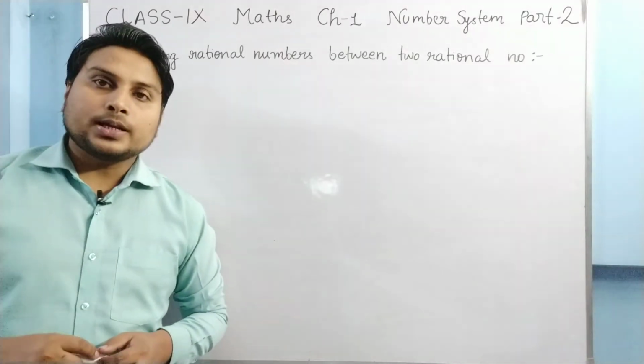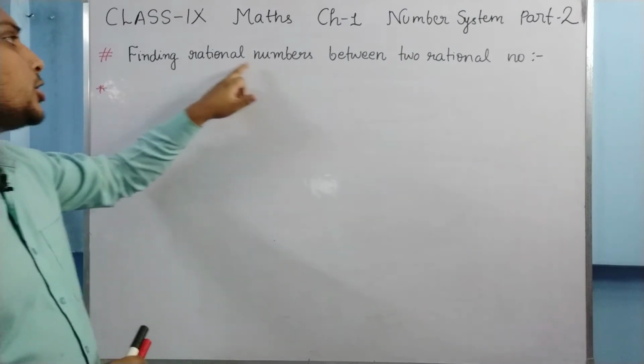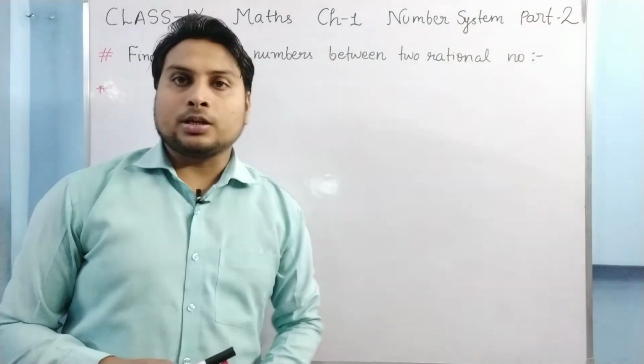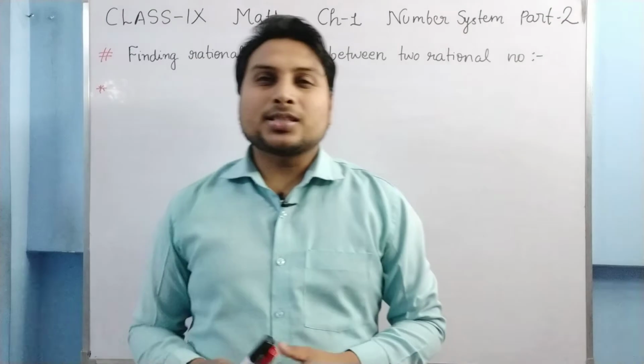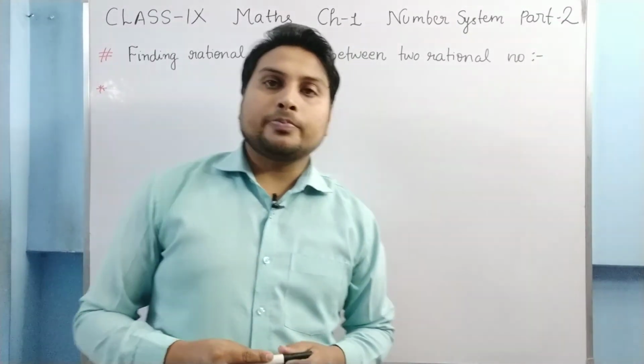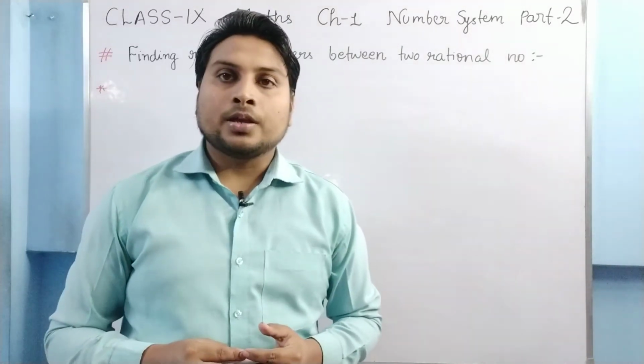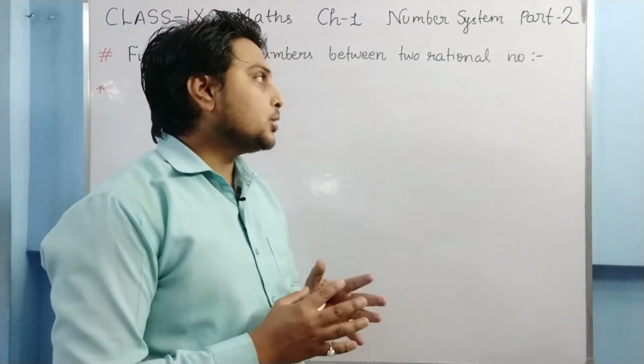Now coming to our next heading, students. The next heading is finding rational numbers between two rational numbers. This type of question, and the last one too, you have studied in your previous classes, but here also the question can be asked. So you have to study it well.